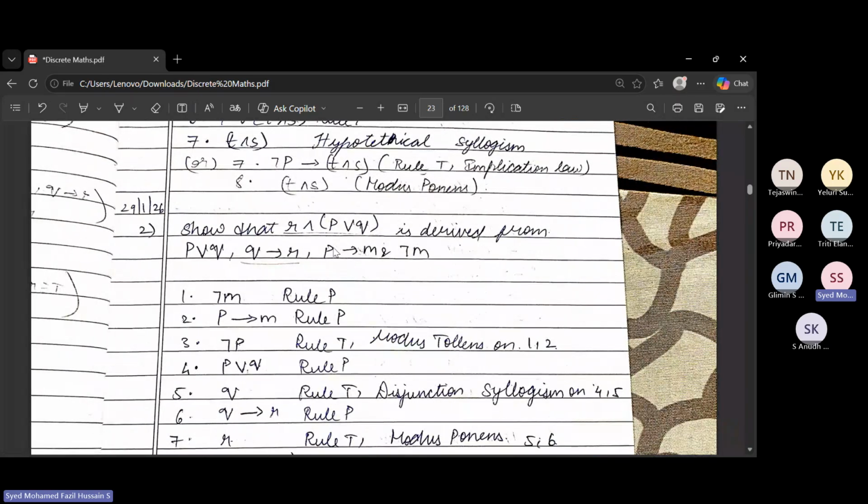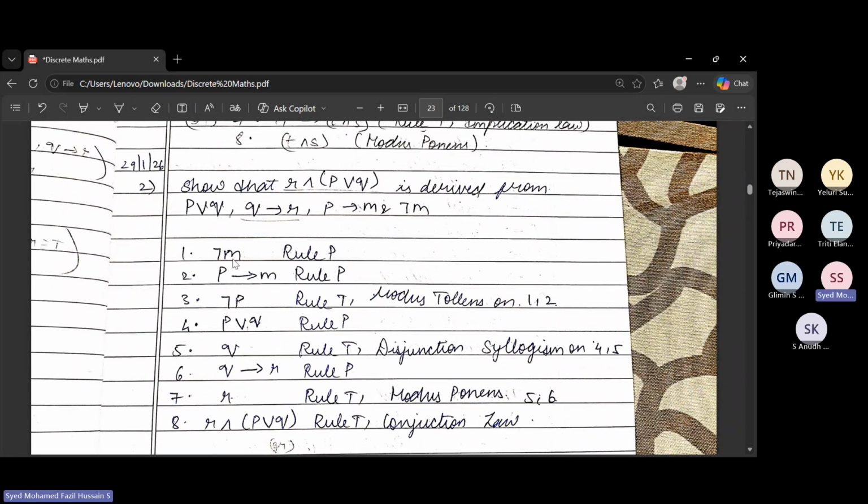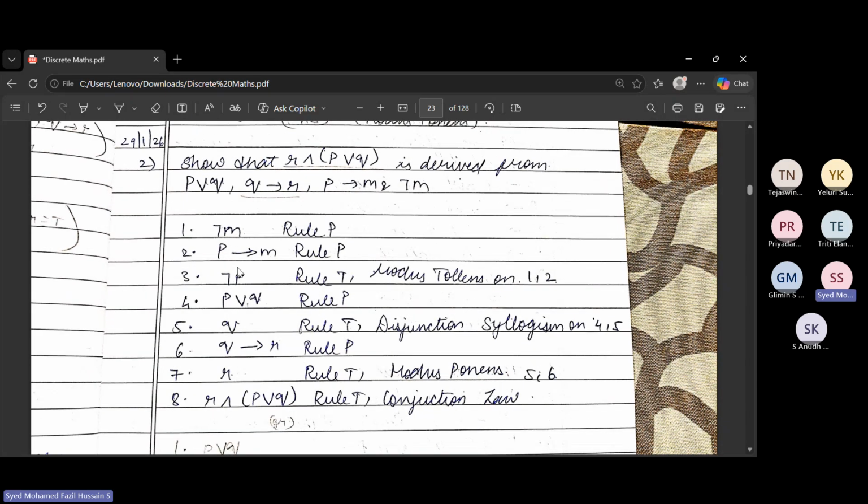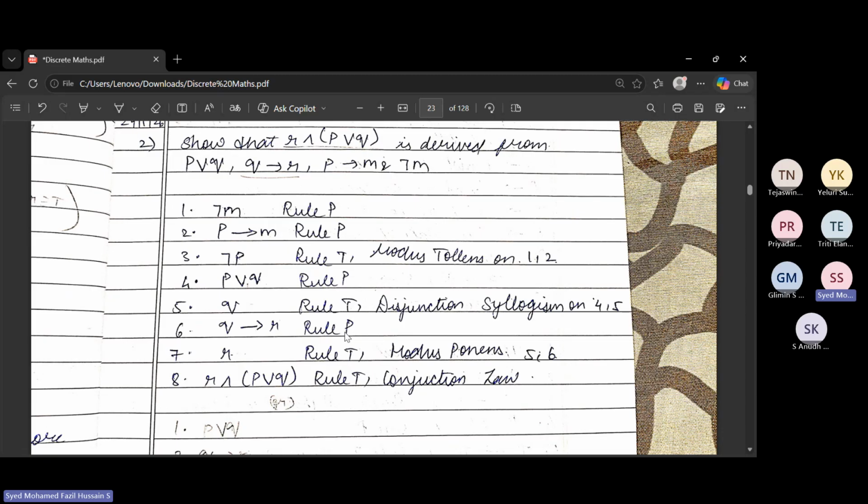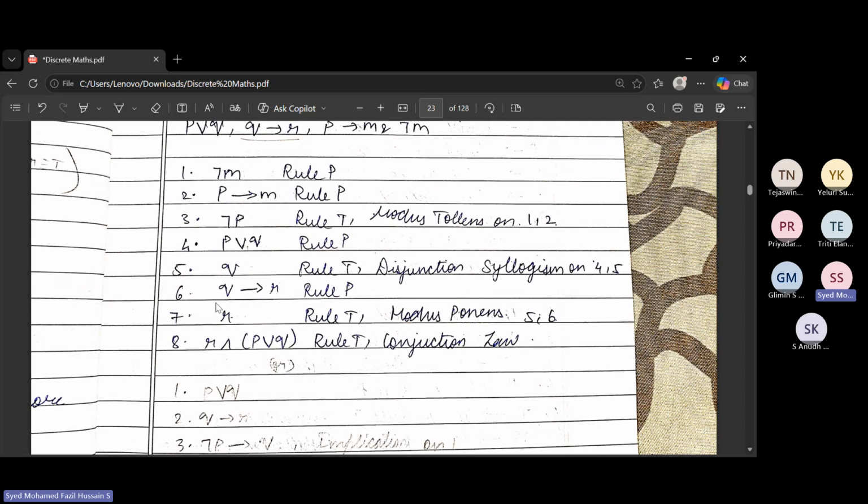It is the same, I guess. Here R and not P or Q must be concluded from the given premises. Not M and the first and second steps are given from the premises. Then not P is derived from 1 and 2, and P or Q is rule P, and Q is derived by rule T from 3 and 4. Q then R is rule P, already present, and we derive R from rule T, that is modus ponens, of 5 and 6.